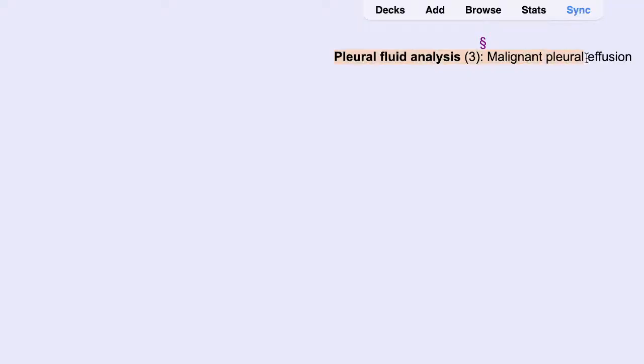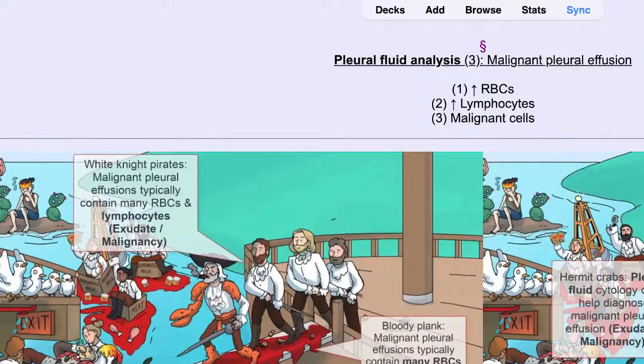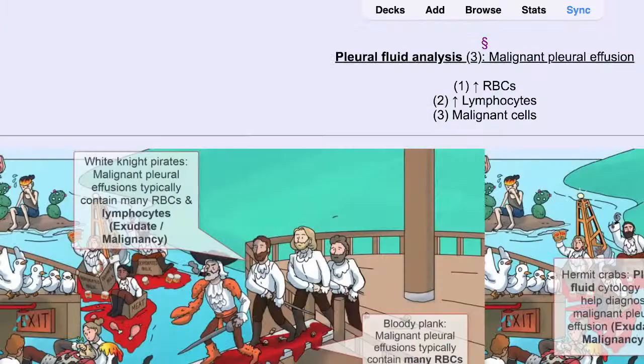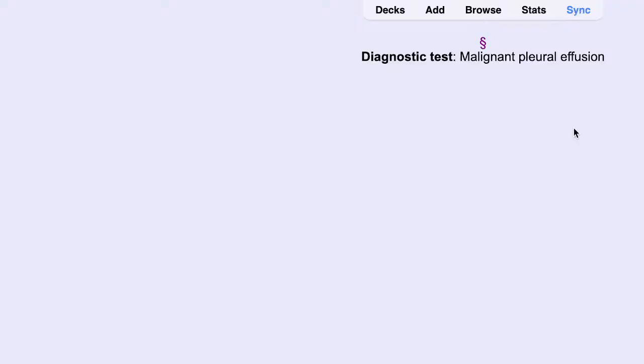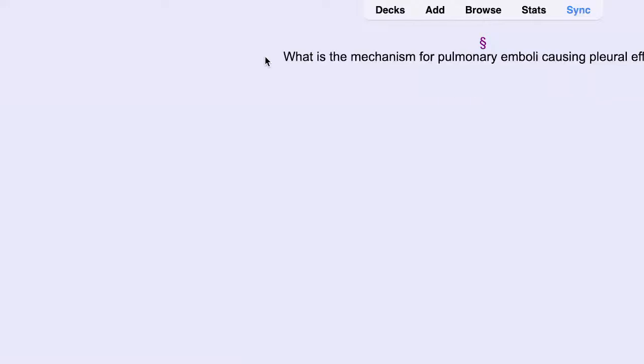Pleural fluid analysis of malignant pleural effusion. Okay, what do we have? RBCs. What else? Lymphocytes. What else do you have? Malignant cells. You got some cells there. Cool. How do we diagnose this? Biopsy? Okay, just go with pleural fluid cytology. That's really what we do.